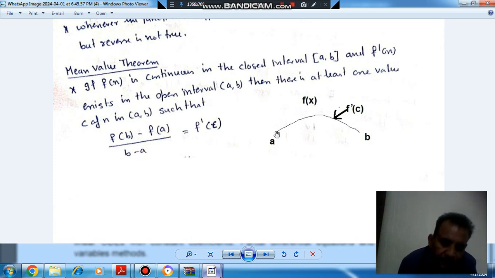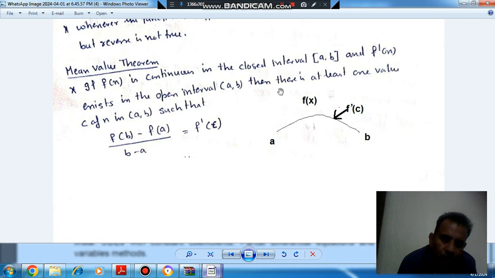To understand this definition, suppose we have a function f(x) in the closed interval a and b. So this is a and b, and this is a continuous function. Then its differentiation will exist in between a and b. Closed means a is also included and b is also included. Open interval means in between a and b. Then f'(x) will exist.